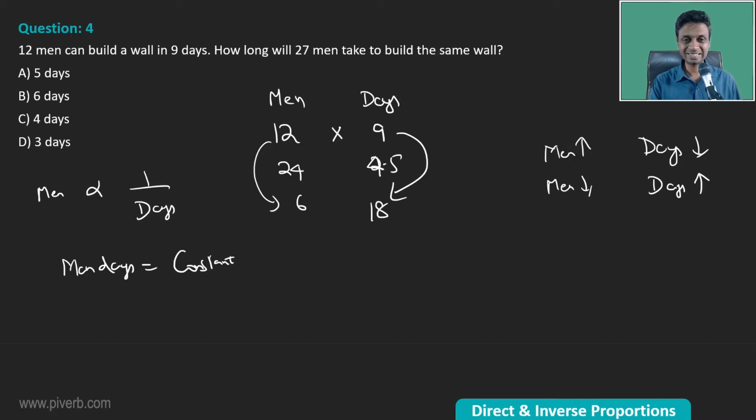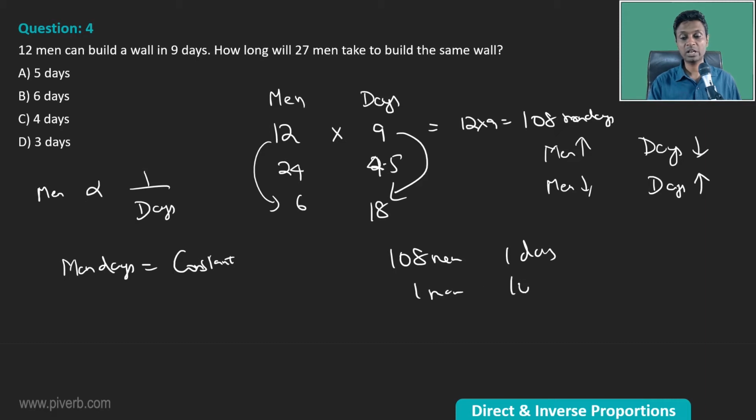Or this task requires 12 into 9, 108 man days of work. You can have 108 men working one day, or one man working 108 days, or any combination in between, and this task will get done.